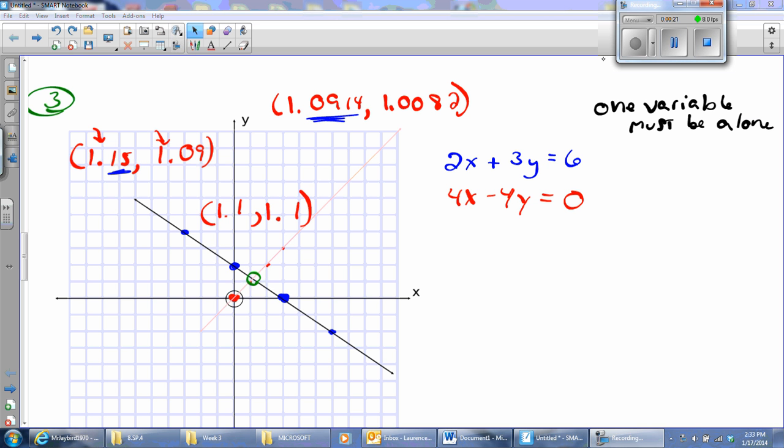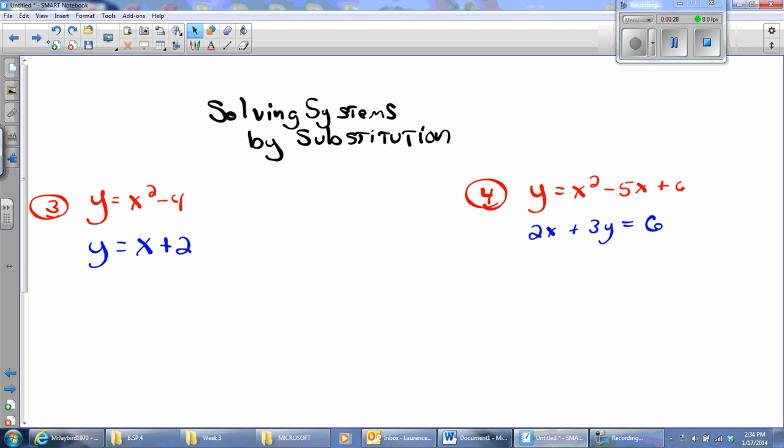Algebra students, Mr. Lawrence here, and today we are going to solve systems by a method called substitution. Okay, and substitution is going to be better because it's going to allow us to figure out an exact answer.